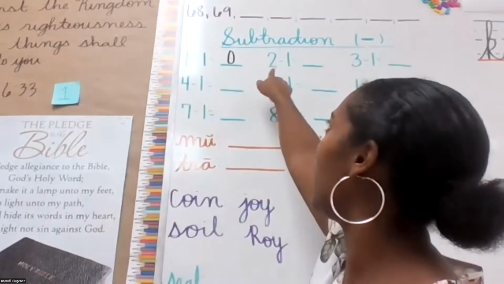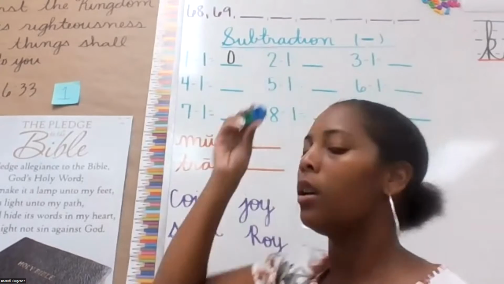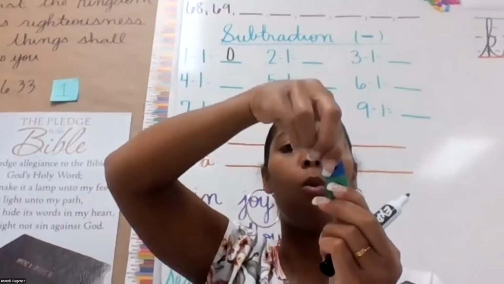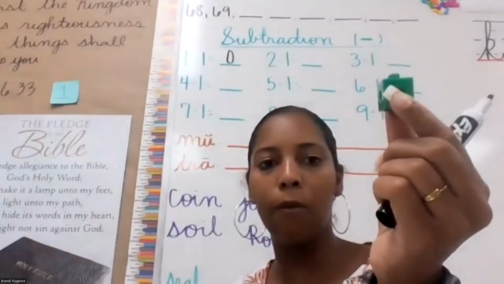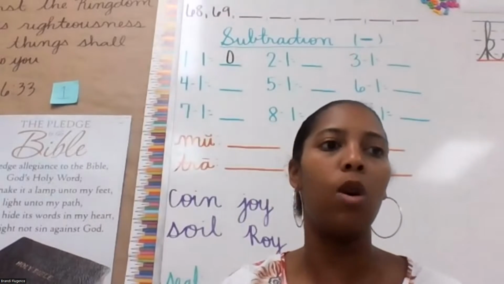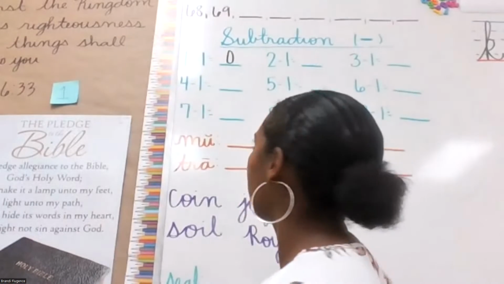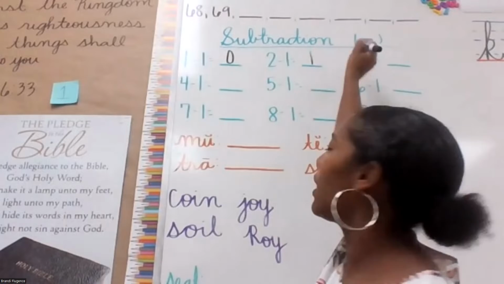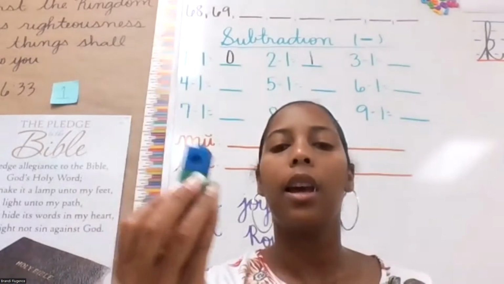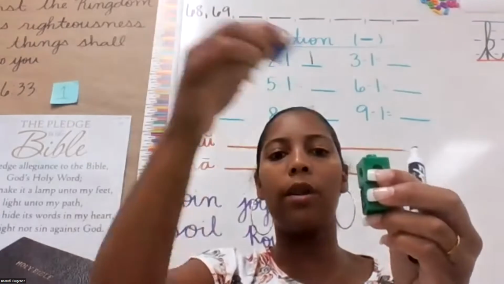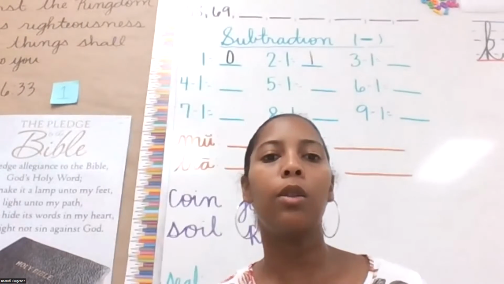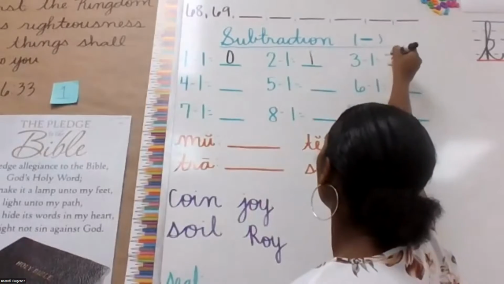Let's look at the next one. I have 2 minus 1. So that means I have 2, and with my 2, I will take away 1. How many do I have remaining? 1. Only 1. 2 minus 1 is 1. Next, I have 3 minus 1. I have 3, and I'm going to take away 1 from my 3. How many do I have remaining? 2. So 3 minus 1 equals 2.